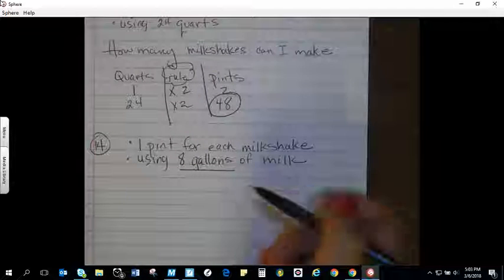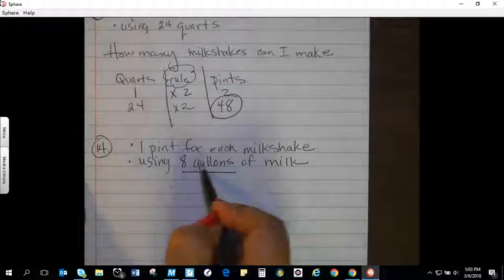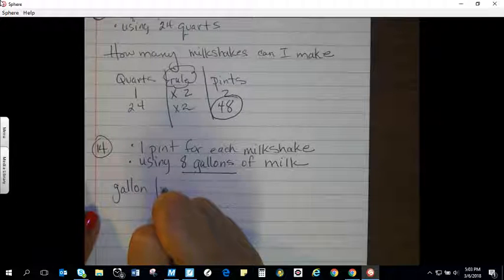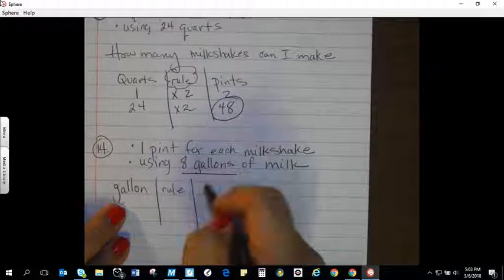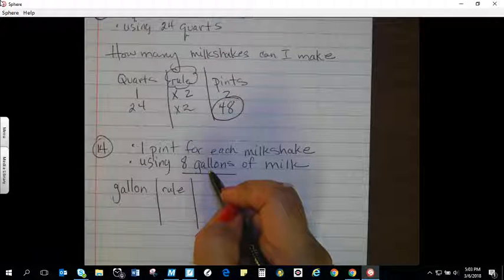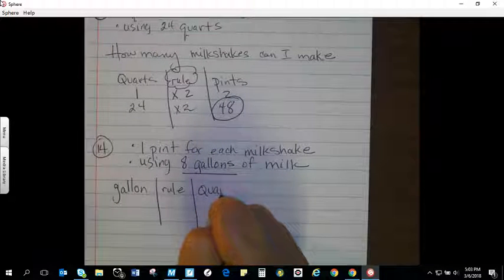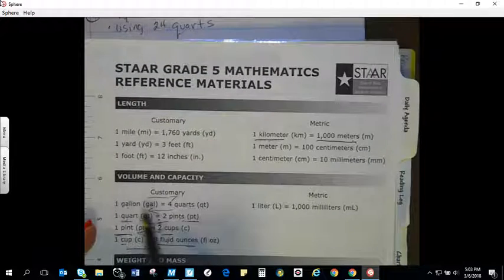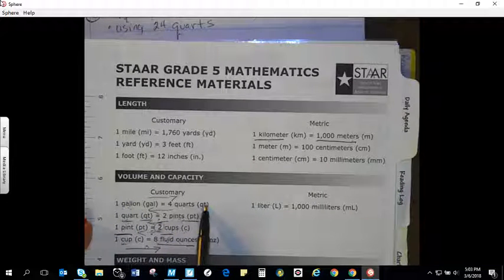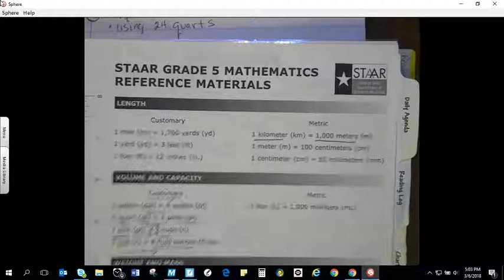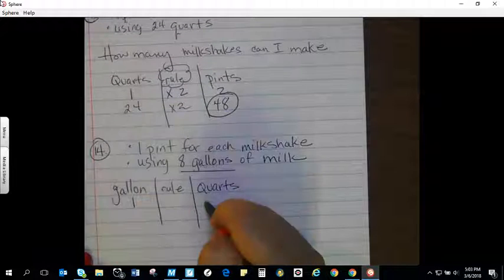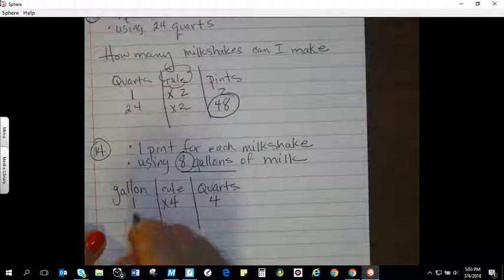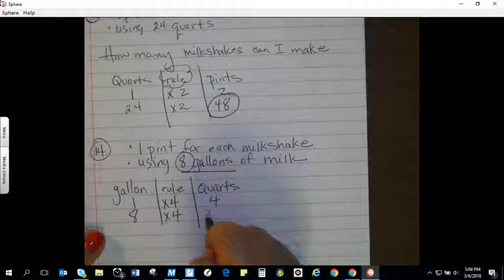Okay? So I'm coming over here. I'm starting off with gallons, so I have gallon to rule, and then I had to go from gallon to quarts. On my conversion chart, I have 1 gallon is equal to 4 quarts. So here I have 1 gallon is equal to 4 quarts. I multiplied that by 4. Now I have 8 gallons, so 8 times 4 is going to equal 32 quarts.